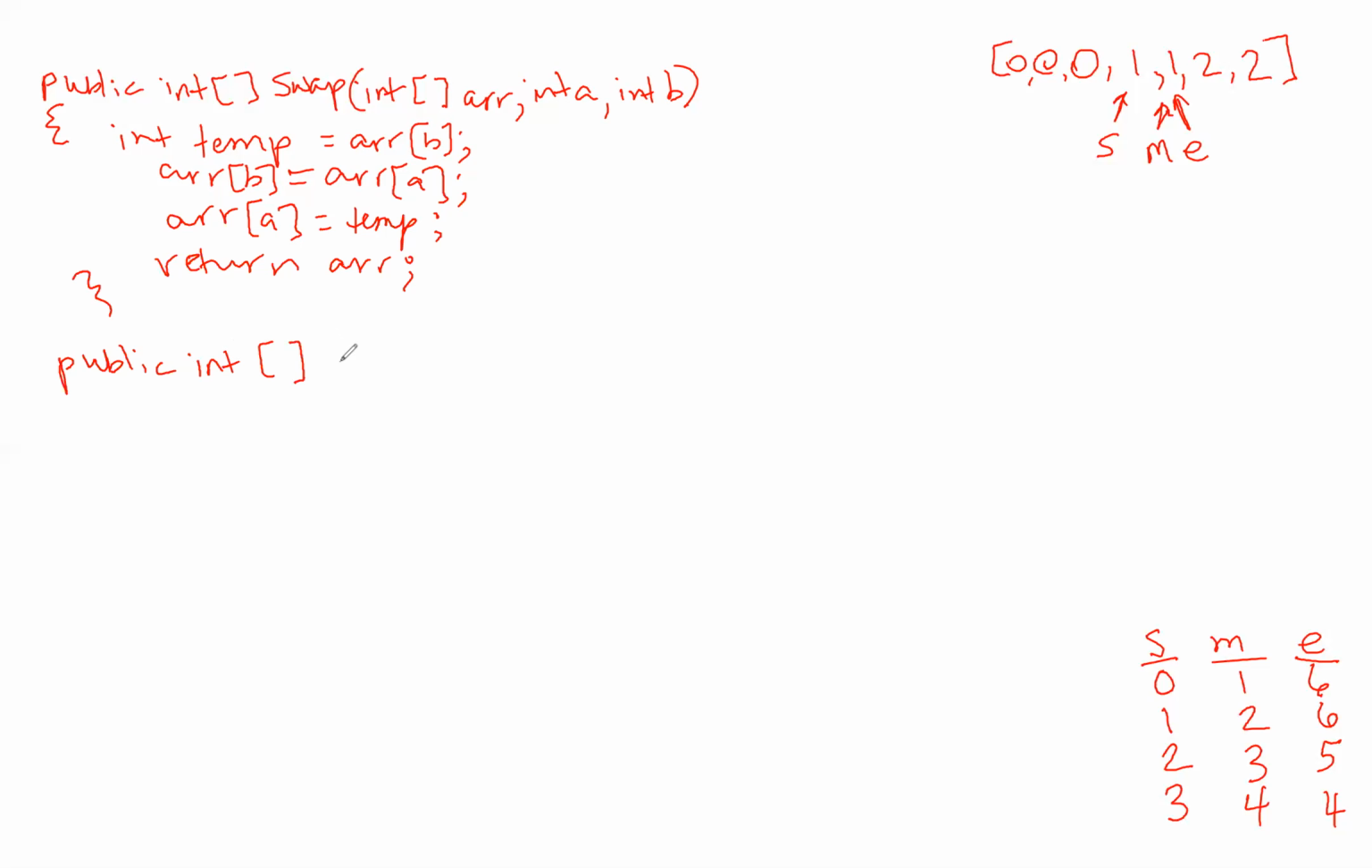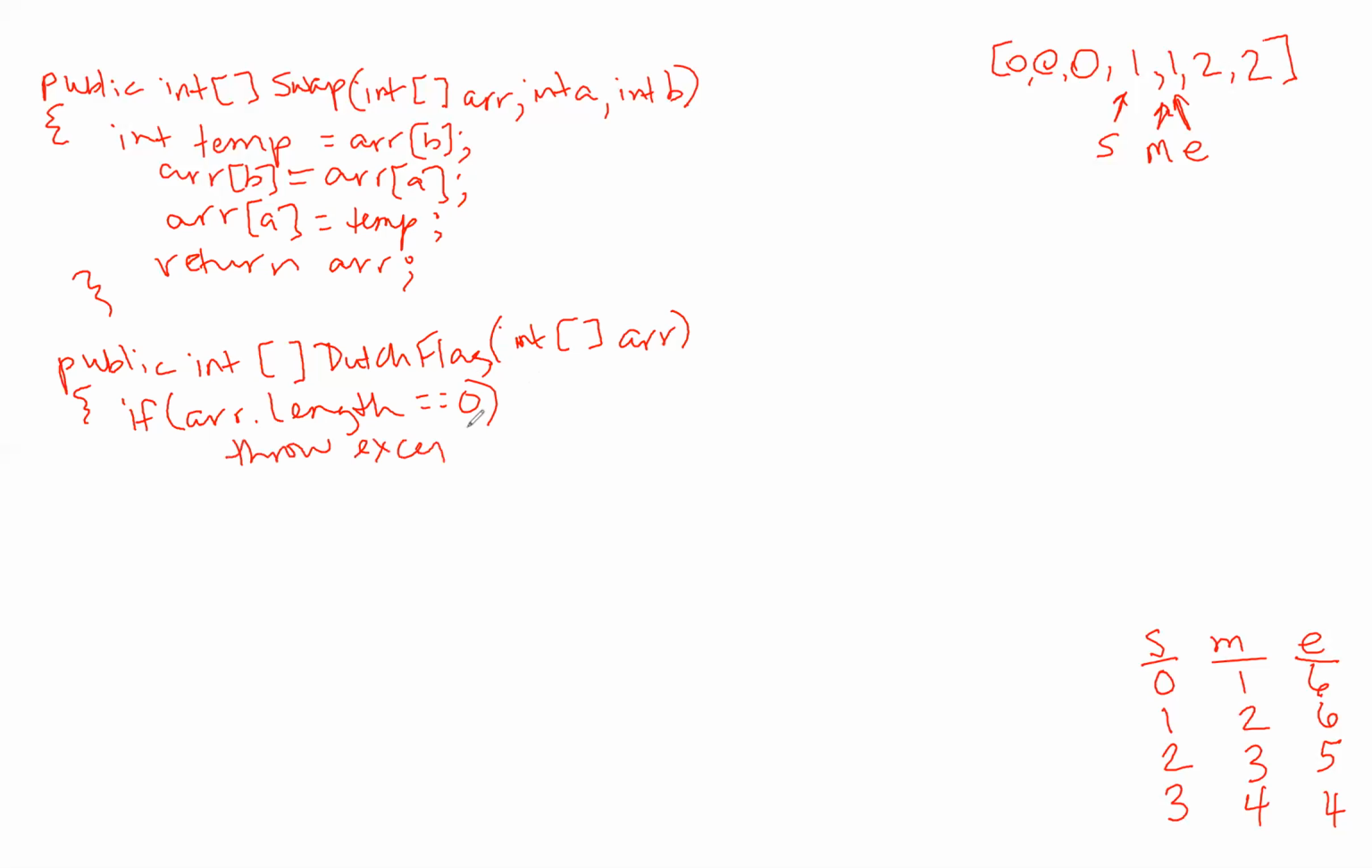We'll call it the Dutch flag, and it's going to take in an array of integers. We're going to do some basic tests first. If the array is equal to 0, then we want to throw an exception, something like the array doesn't exist. There'll be some sort of message here.